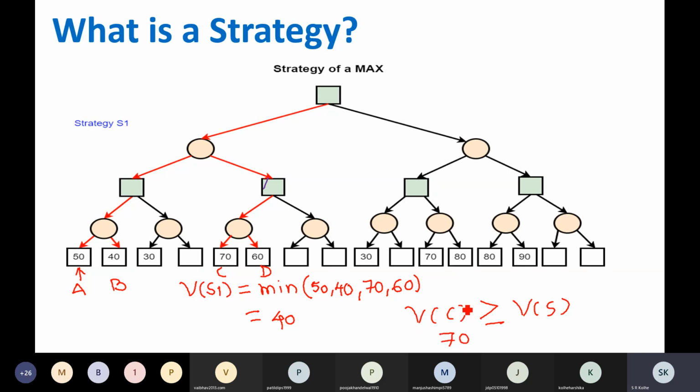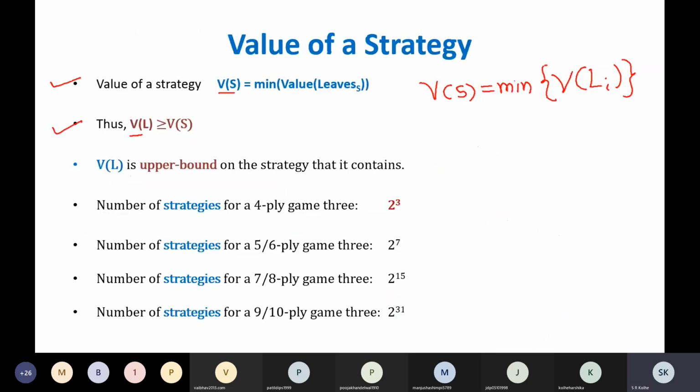70. What is the value of this strategy S1? 40. So 70 is greater than 40, right? So if you take any node in this strategy S1, you will find this relation always holds: the value of a leaf node is always greater than or equal to the value of a strategy. This is important to understand the working of this SSS star algorithm.